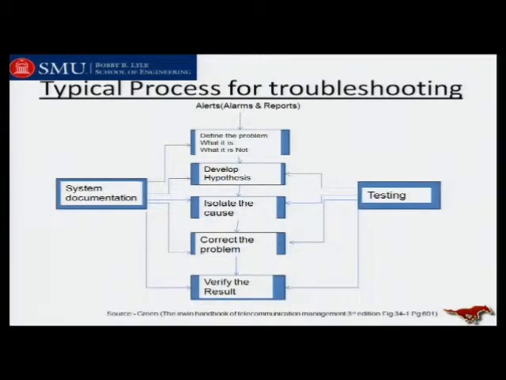Okay. Typical process for troubleshooting. This is a process for troubleshooting which is used by network troubleshooters. What happens over here is, when there's a network failure, there is an alert system like an alarm or a report which indicates that there is a network failure. So the network troubleshooters come and they start troubleshooting, and here are the steps of troubleshooting.